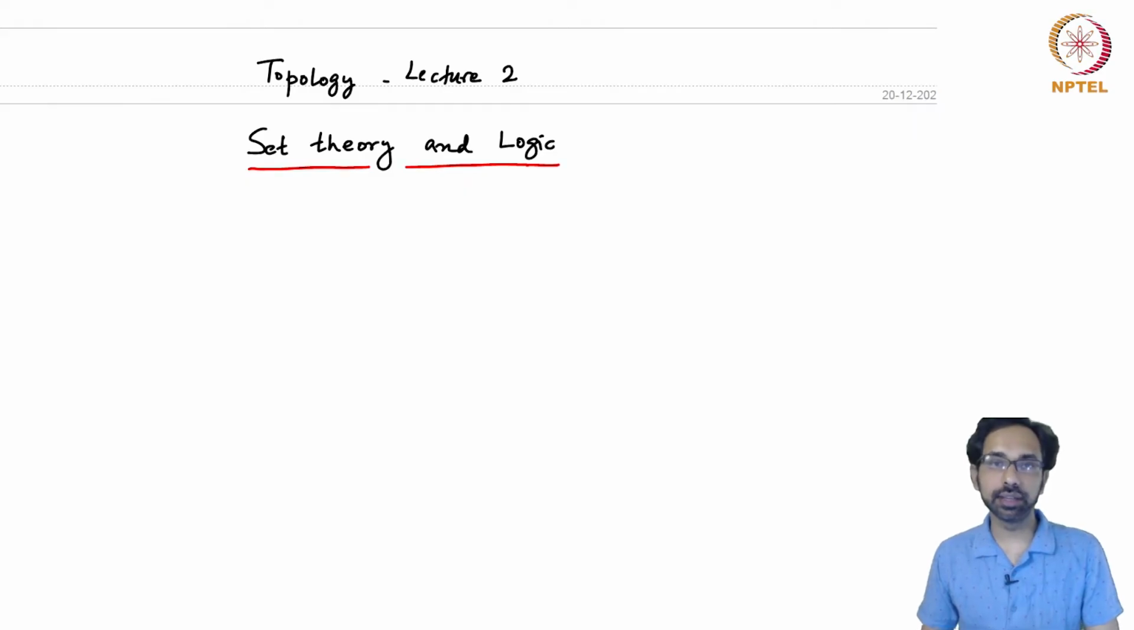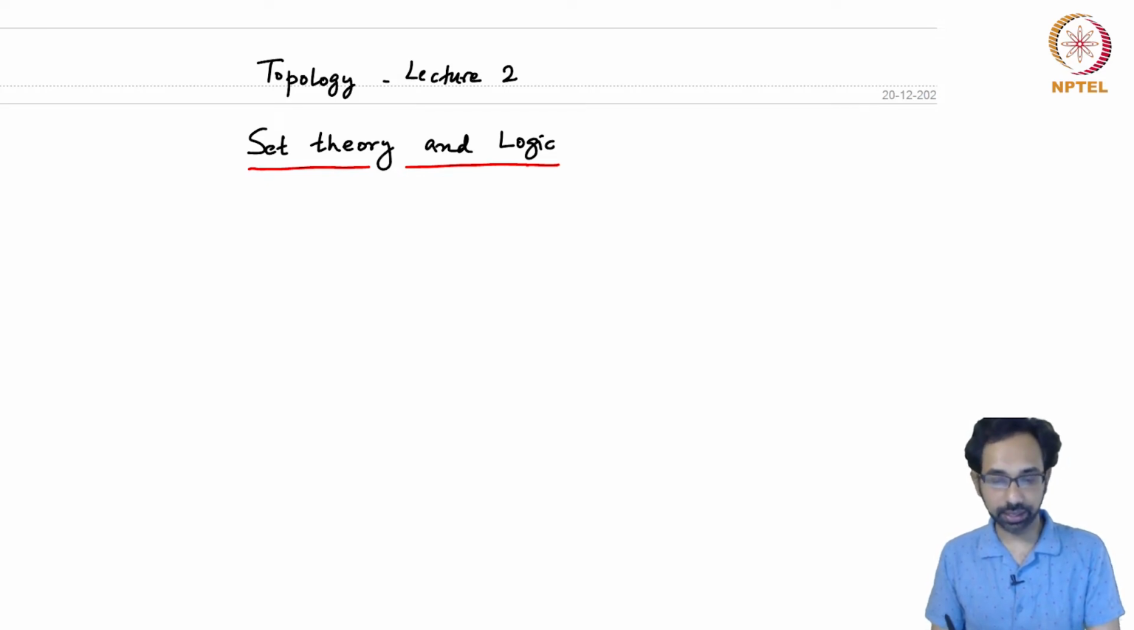So in this second lecture, we will start the formal study of topology, starting with set theory and logic. Set theory and logic are foundational in mathematics, and almost all of modern mathematics is built upon these two things. Topology is no exception, so we have to study a little bit of set theory and logic to really get into the ideas of topology.